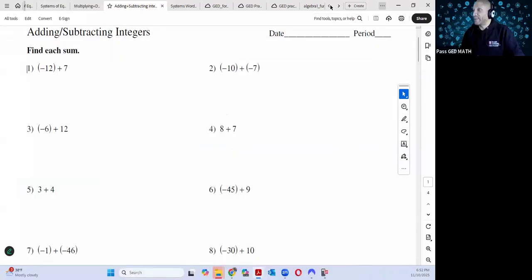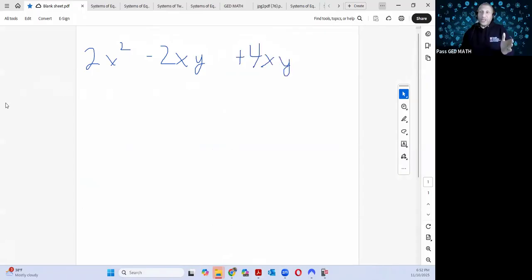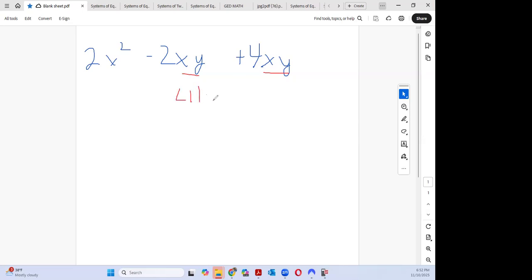Now, I don't remember the same exact problem, but it doesn't matter. Let's do it. Watch this. You said 2x squared minus 2xy plus 4xy. So when you're doing this problem, you have to recognize that these two terms here are like terms because they share the same variables. Okay.